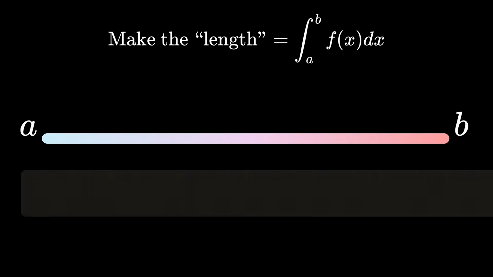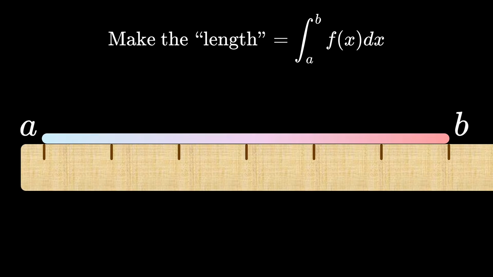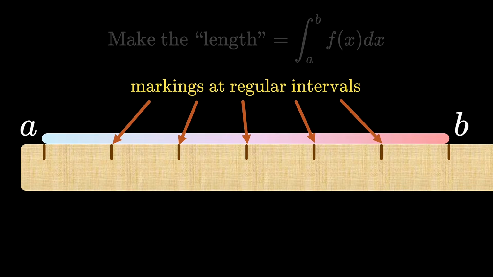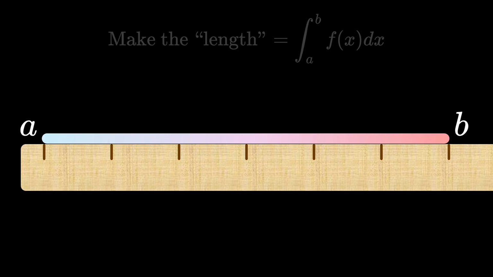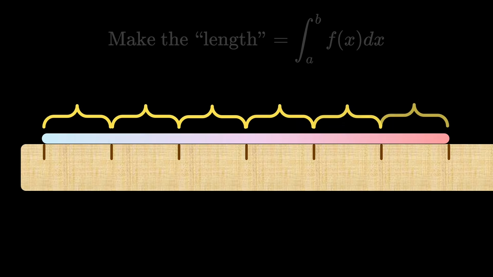We can do this using our imaginary ruler. Initially, just like a normal ruler, it has markings at regular intervals. When we measure the length of an object, what we really mean is look at how many markings this object has spanned across. In this case, the number is 6, so the length is 6.